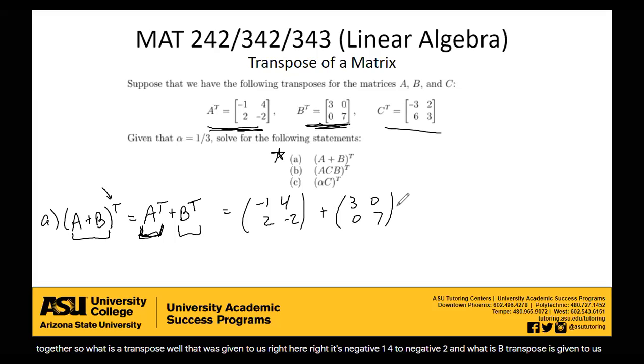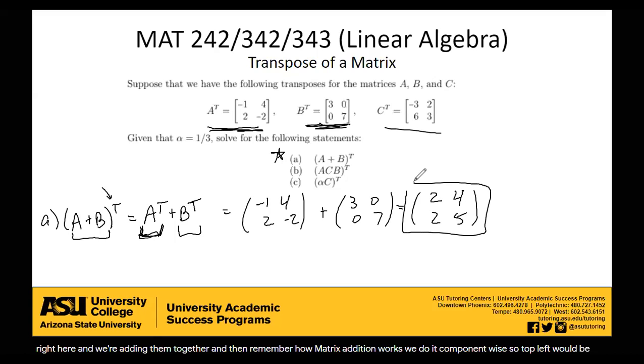And we're adding them together. Okay. And then remember how matrix addition works. We do it component-wise. So top left would be -1 plus 3. Top right would be 4 plus 0. Bottom left would be 2 plus 0. And bottom right would be -2 plus 7. So this is our answer to part A.